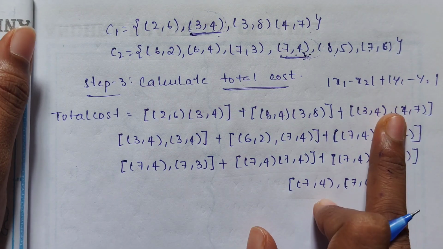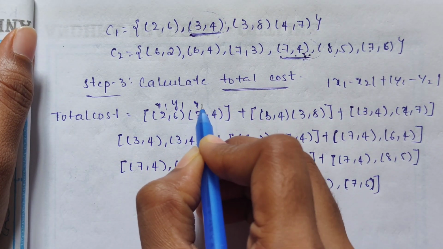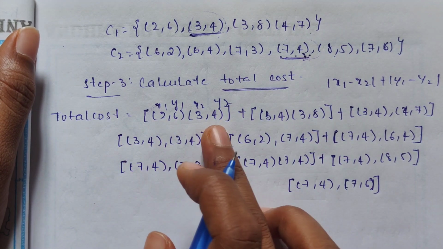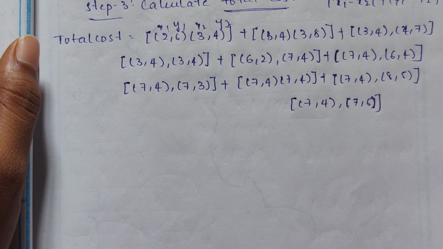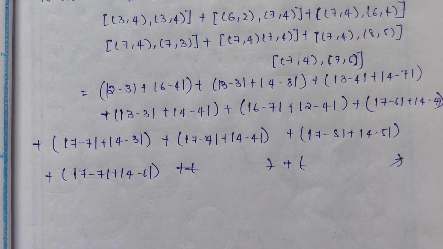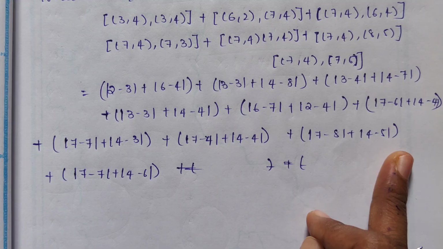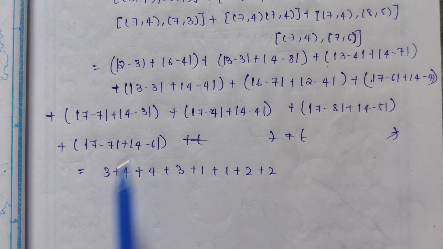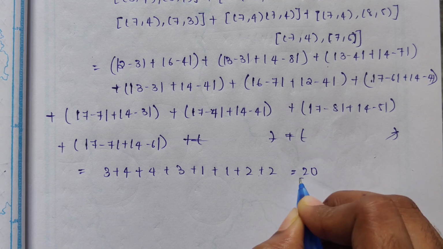After writing, we use this formula to calculate the total cost, with x1, y1, x2, y2. Understood? Likewise, this is applied for the others also, and this is what we get after substituting the values in the distance formula. After calculating all these, we get this. Here if we add them we get 20.